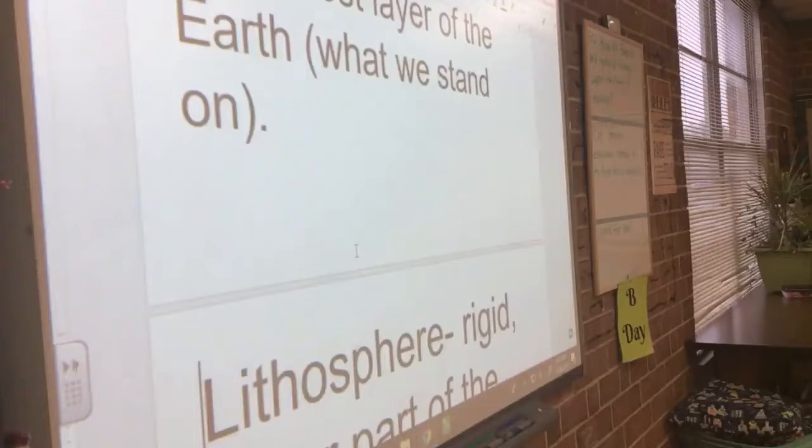Next word is lithosphere. What shape is a sphere? Circle, round, like a ball. So when we talk about layers of the earth, whether it's what the earth is made of or the air around the earth, we're talking about spheres. Like hydrosphere is the water all over the earth. Lithosphere is the rigid outer part of the earth.